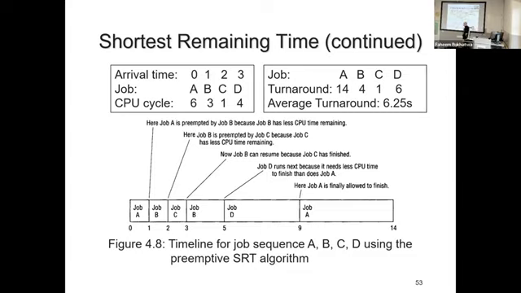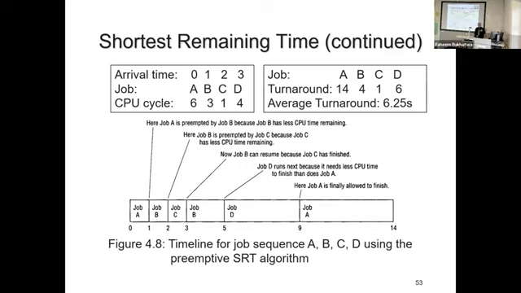What about B? What's the turnaround time for B? What time did B arrive? It arrived at time 1, up at the top. And what time did it finish? B finished at time 5. So from 1 to 5, 4 is the turnaround time.